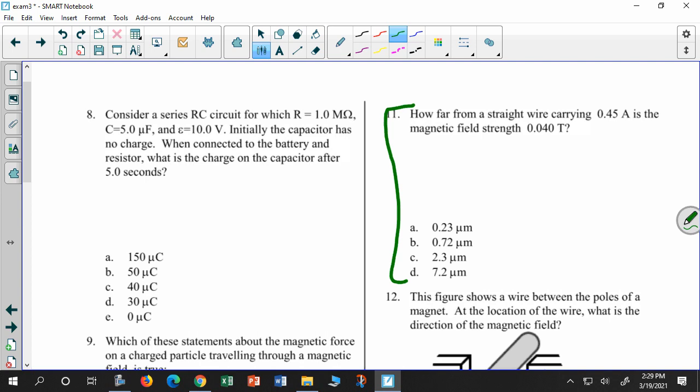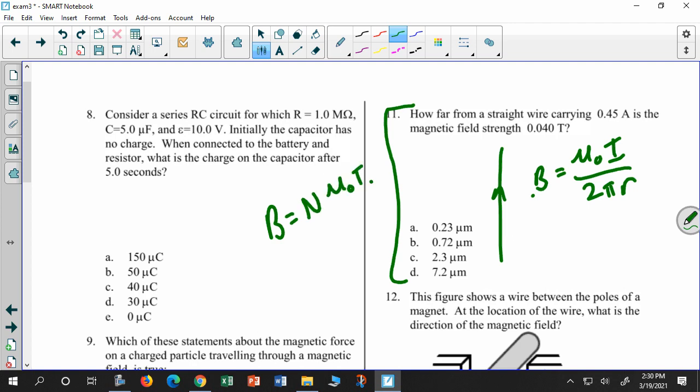So here, how far from a straight wire carrying 0.45 amps is the magnetic field strength? If I have a wire, and I want to know what is the magnetic field at a certain point, it is mu naught I over 2 pi r. Remember, on the equation sheet there's another equation that looks really similar, except it's missing the pi and it has an n. That n keys me in that I don't use that equation here, because I don't have a turn of wire, I only have 1 wire, so there's no point in putting an n.